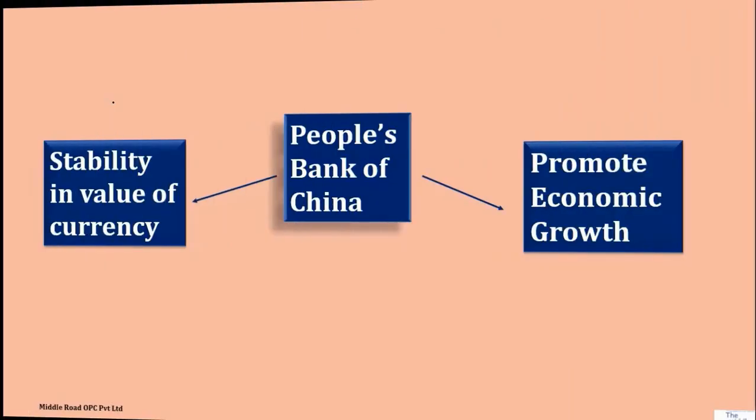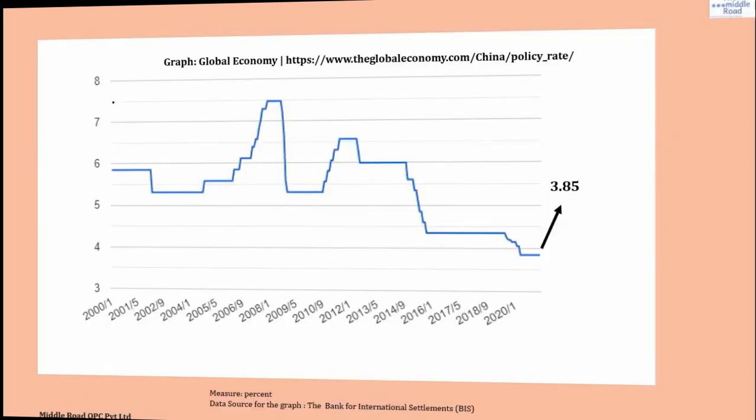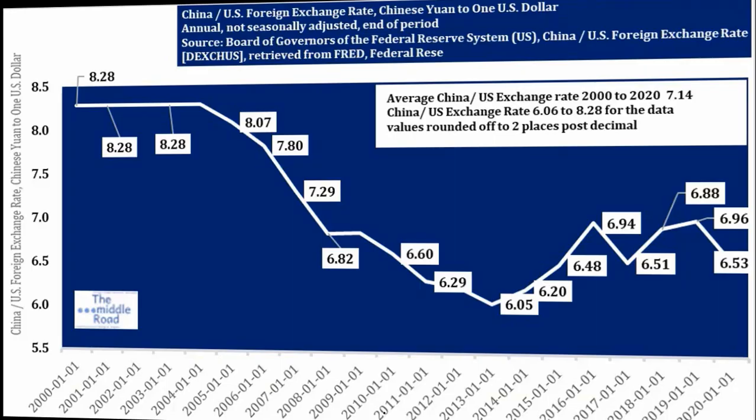People's Bank of China: they value stability in the value of the currency and promote economic growth. This is how their policy rates are looking. The rates are at about 3.85%. I got this graph directly from Global Economy, and their data is from the Bank for International Settlements. I took out the data and did some analysis to see how the currency has moved.